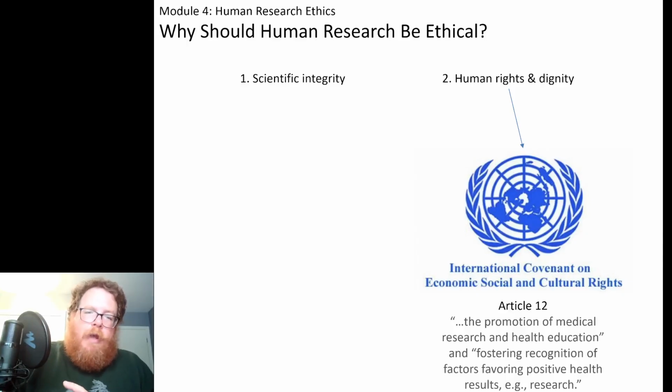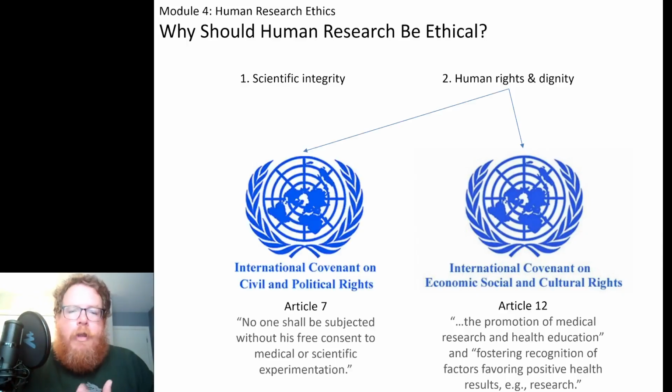But then we have a second covenant that's also equally important here, the International Covenant on Civil and Political Rights, Article 7 of which very clearly states that no one shall be subjected without his free consent to medical or scientific experimentation. I think these two international covenants show us the balancing act that we're trying to accomplish when we do human research. We recognize that human research is important for helping to guarantee and improve the health of the human population, but we need to balance that against the fact that we can't forcibly have people go into human research studies.